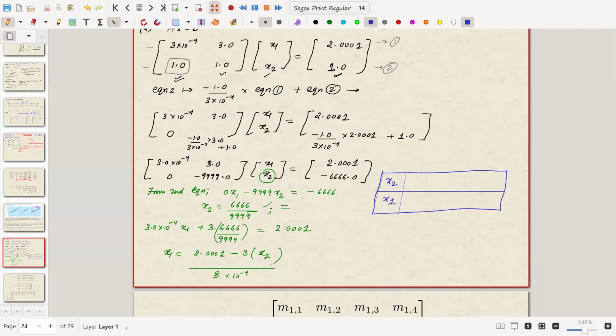x2, can you check using your calculator that x2 can be this? Yeah, something like that, 0.6666. Now I am going to tell you what effect this small tiny decimal can have on the solution. Let us take x2 to be 0.667 and substitute that value of x2 over here. Can you tell me what x1 you are getting?